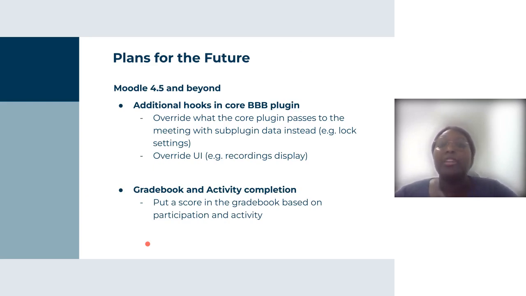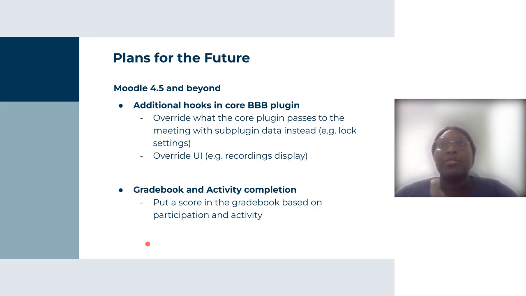So to wrap up, we've made a lot of progress, but there's still some work to be done for Moodle 4.5 and beyond that we will be looking into. So for example, additional hooks in the core BigBlueButton plugin. So in the future, we'd like to be able to have sub-plugins override what the core plugin is passing into a BigBlueButton meeting. An example of this could be lock settings, where the BigBlueButton core plugin might be passing data about the lock settings. We would want a sub-plugin to be able to override that.